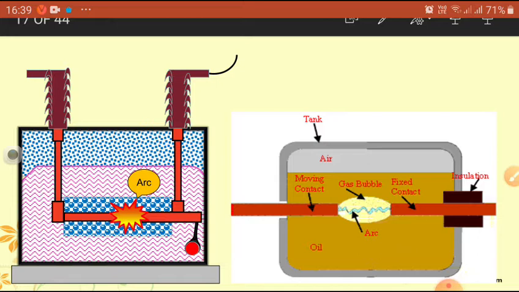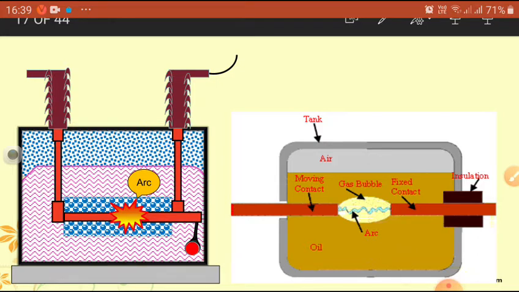During this period, the dielectric strength of the media between the two contacts increases. Then the arc may not be sustained for the cycles. So this arc also depends upon the current and the recovery voltage. So this is the basic idea of what happens inside the breaker.